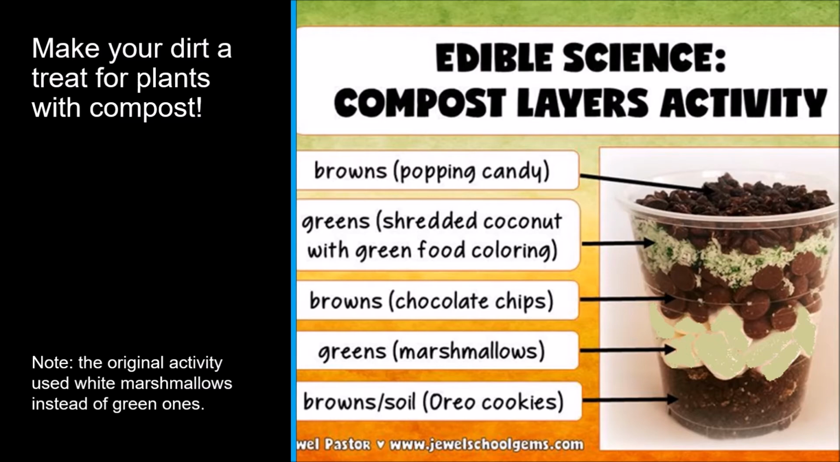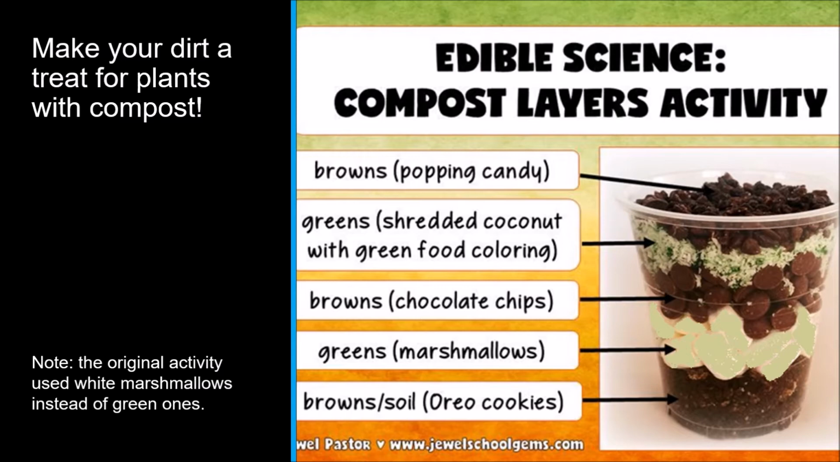So here we're pretending this is a compost pile. At the bottom they have some crumbled cookies, then some green colored marshmallows, or you could use white if you can't find green, some chocolate chips, some shredded coconut again, and some little candy on top. And you see how it says brown, green, brown, green, brown. If you were making a real compost pile, you would want to have layers of different kinds of things that plants like, not all one kind of thing.